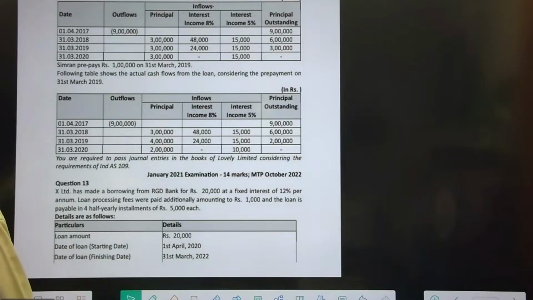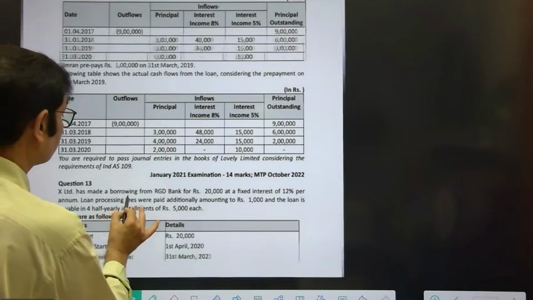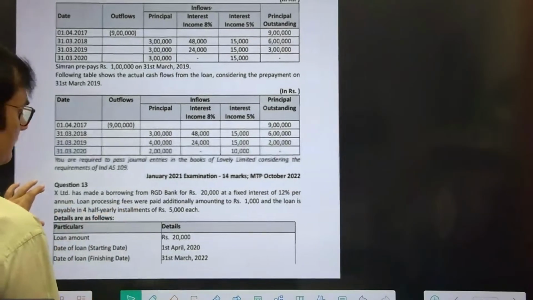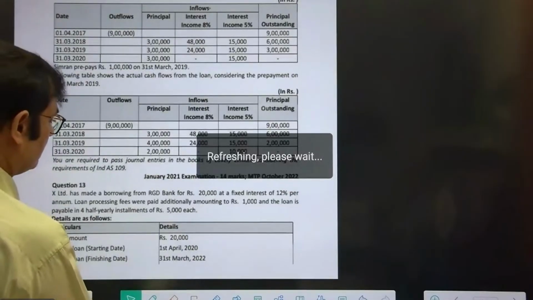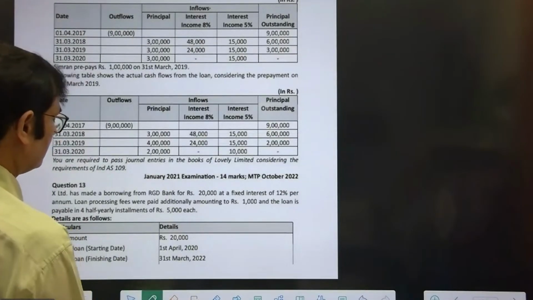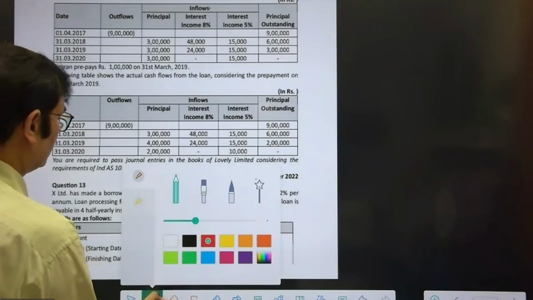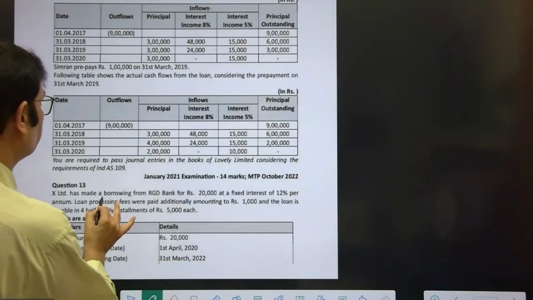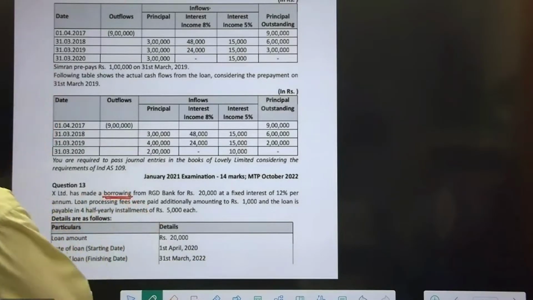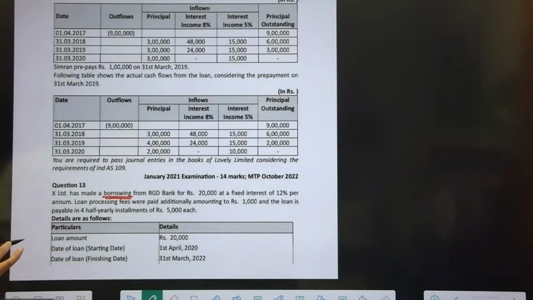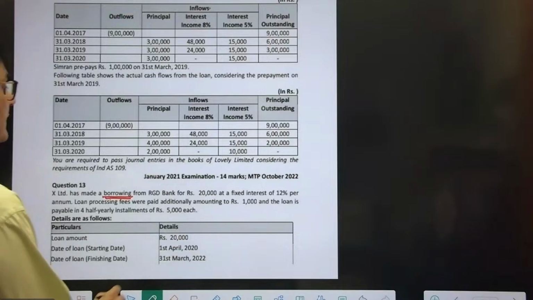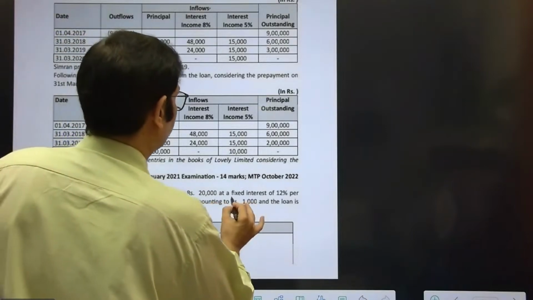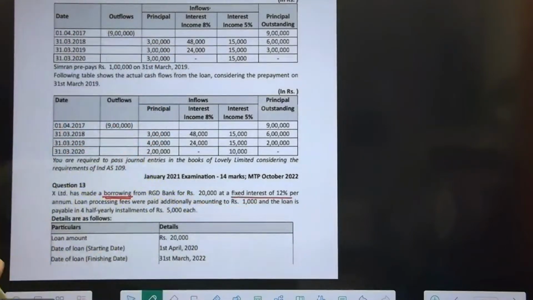It says X made a borrowing. So we're given in the question that X made a borrowing from RGD Bank. So asset or liability, they made a borrowing. Borrowing means liability, sir. Undoubtedly liability. Yes, undoubtedly a liability. And then it says for 20,000 at a fixed interest of 12% per annum.